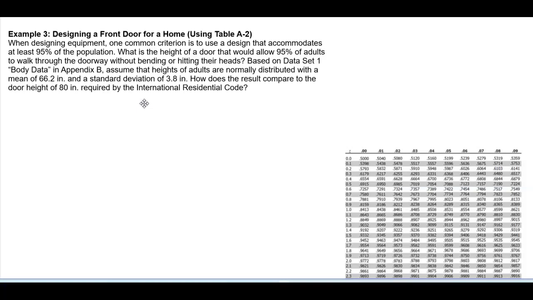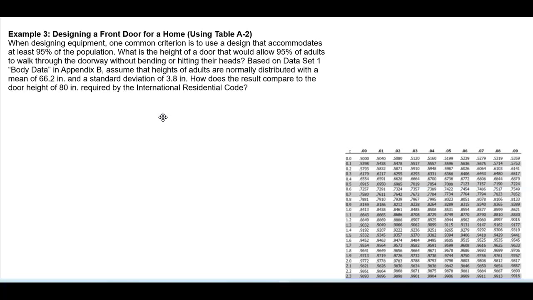or hitting their heads? Now, based on data set 1, which is body data in Appendix B, assume that heights of adults are normally distributed with a mean of 66.2 inches and a standard deviation of 3.8 inches. How does the result compare to the door height of 80 inches required by the International Residential Code?